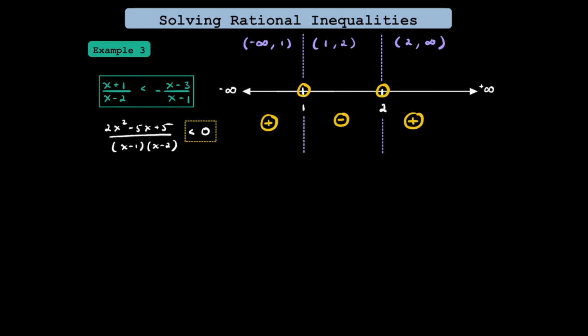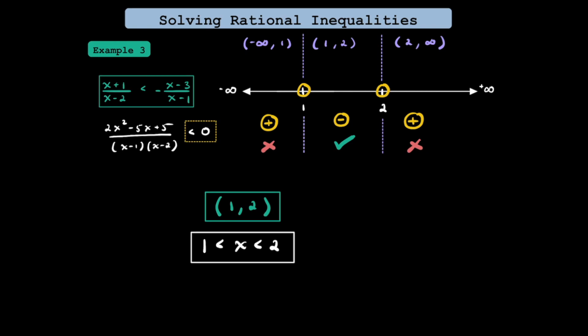Since we're looking for values that are less than 0, this first interval does not work, the second one does, and the third one doesn't. The values of x that make this rational inequality true are between 1 and 2. This represents our solutions in interval notation. Using inequalities, we can say 1 is less than x, which is less than 2. This means the same thing.